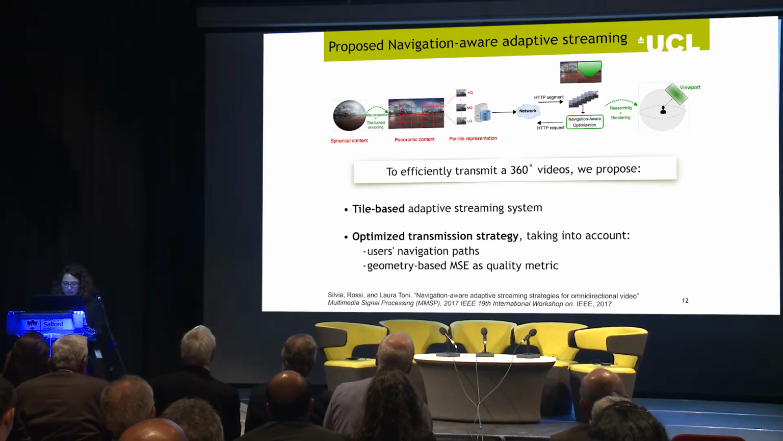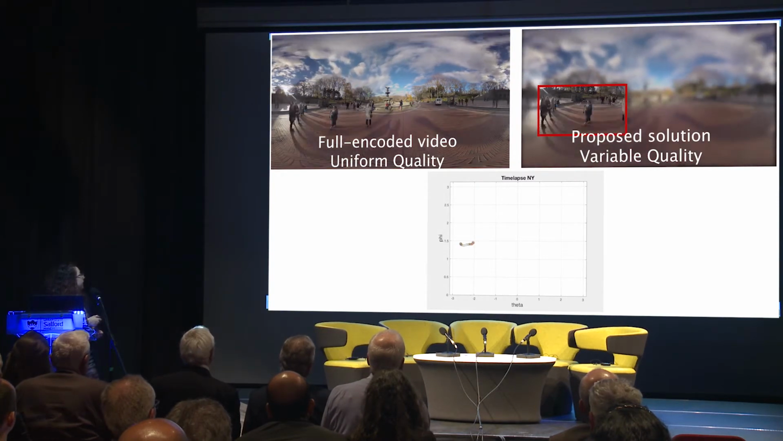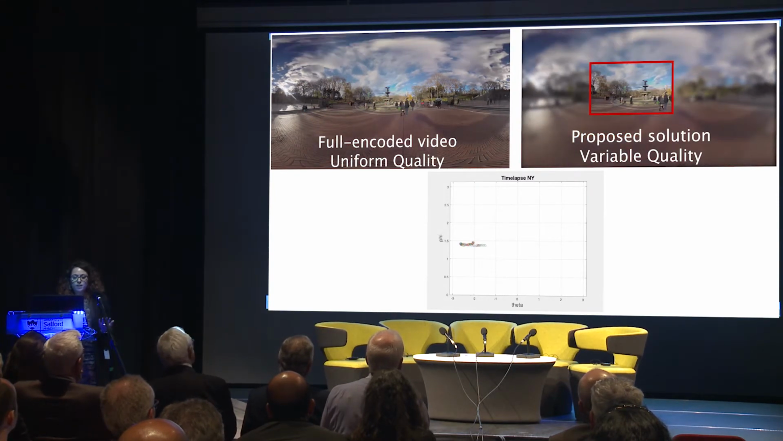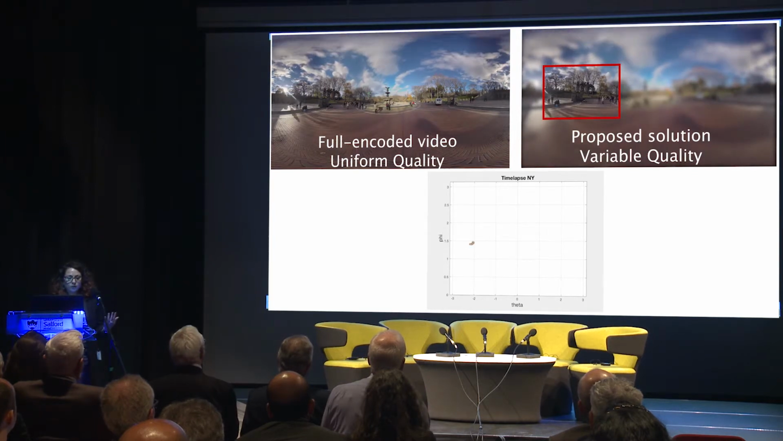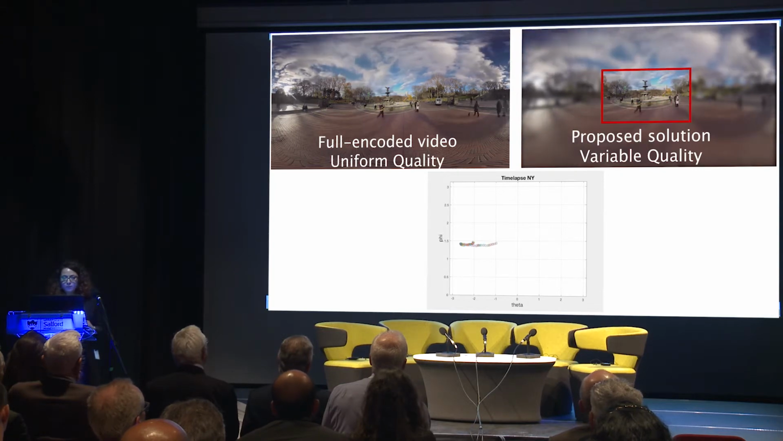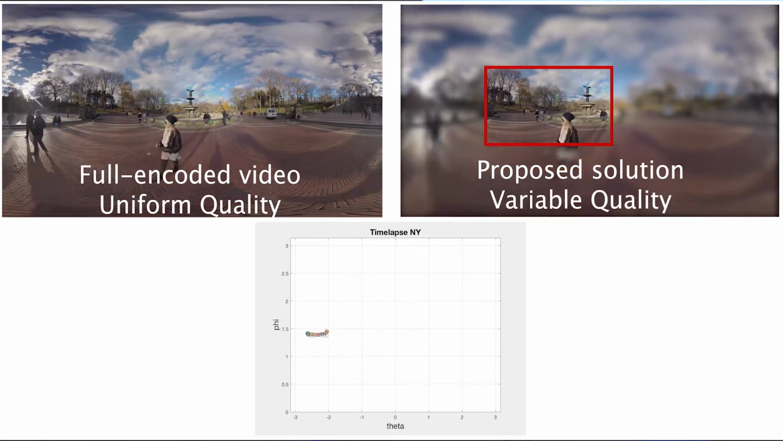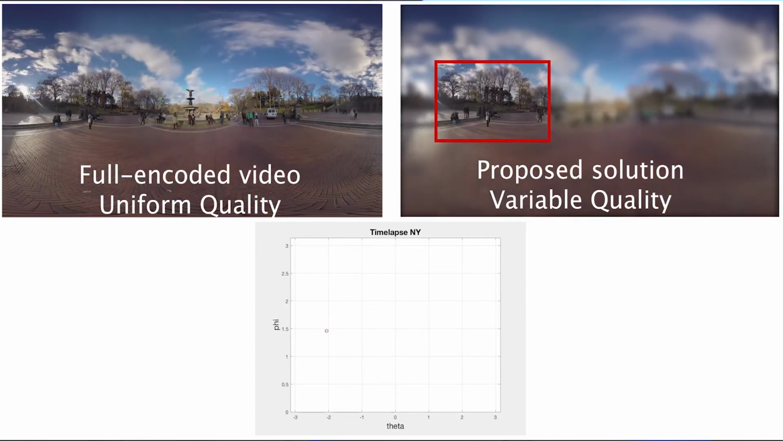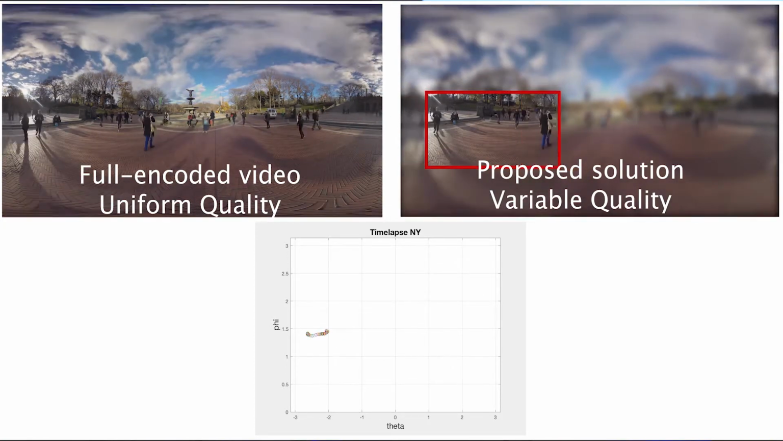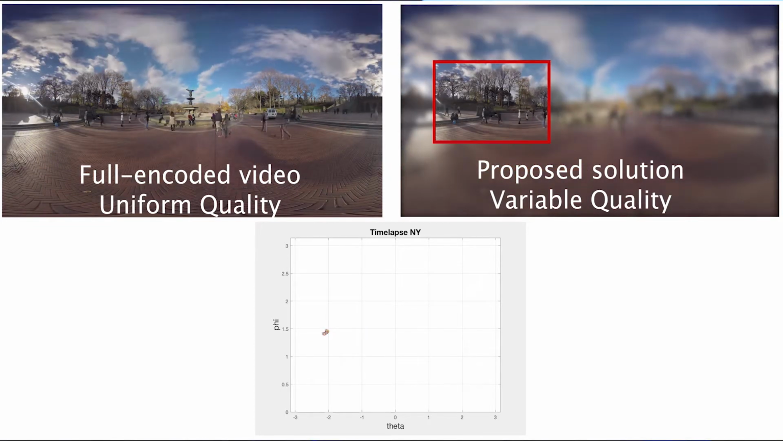To give you an idea of my work, I want to show you a simple video. Here on the right we have the traditional streaming, where the video is fully encoded at uniform quality, and on the second part we have our proposed solution, where the part at higher quality is moving based on the user position inside the video.